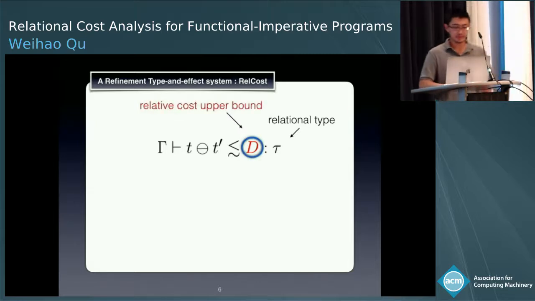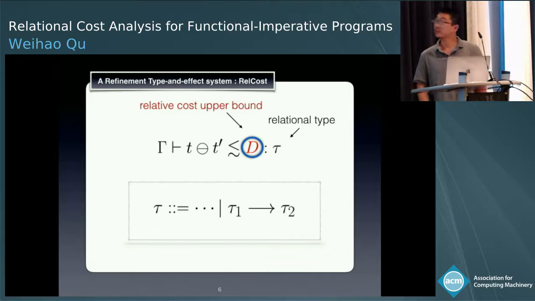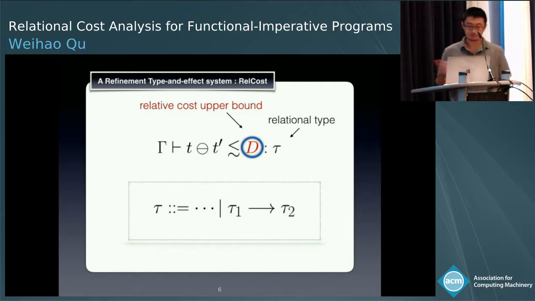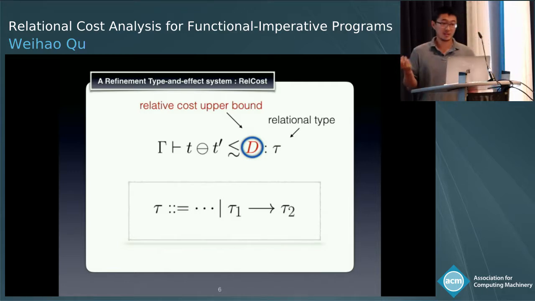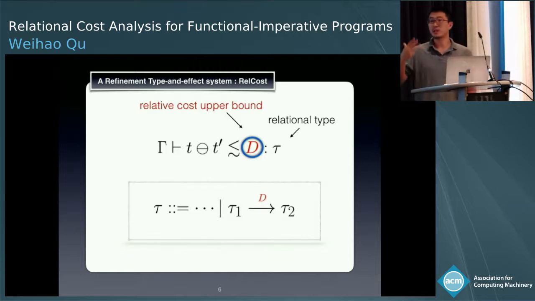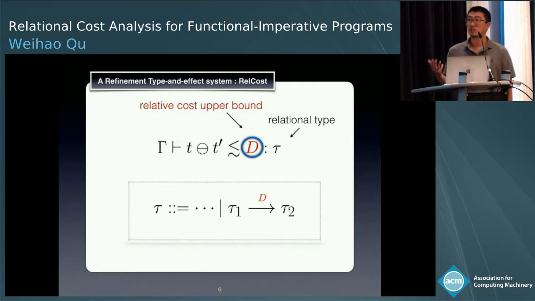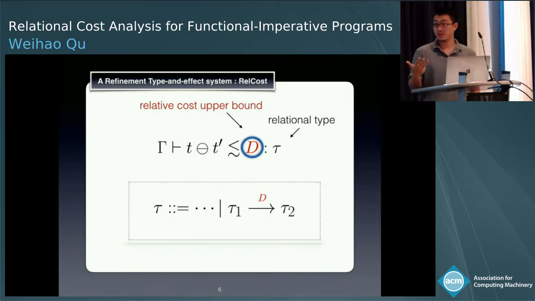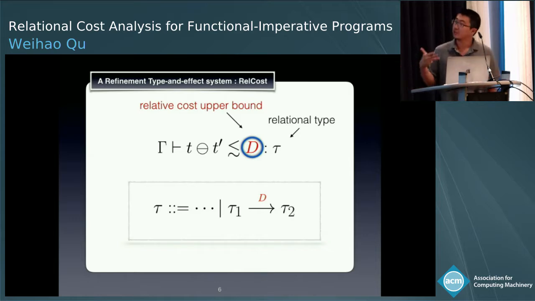And if we see the relational type here, it will now be interpreted as a set of pairs of values. In order to track the cost, we will add annotations to the arrow type. So now this arrow type can be interpreted as a pair of two functions whose execution cost difference is upper bounded by this d, as long as the argument will be related by the type tau1.